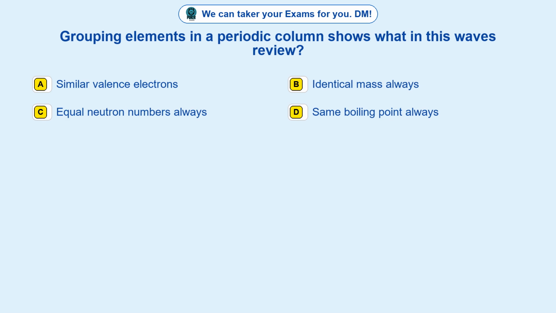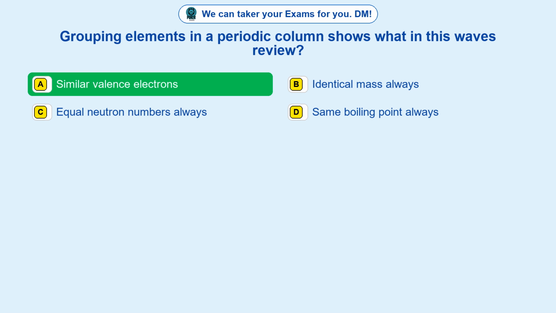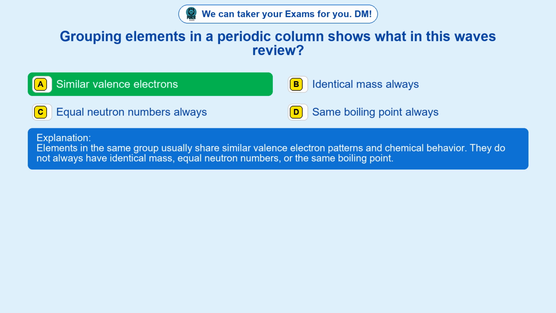Question 40. Grouping elements in a periodic column shows what in this waves review? Option A, similar valence electrons. Option B, identical mass always. Option C, equal neutron numbers always. Option D, same boiling point always. The correct answer is option A, similar valence electrons. Elements in the same group usually share similar valence electron patterns and chemical behavior. They do not always have identical mass, equal neutron numbers, or the same boiling point.